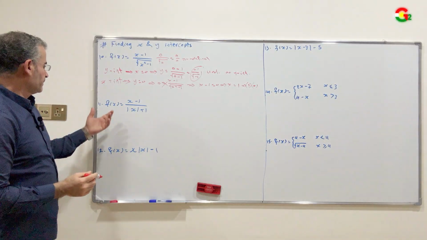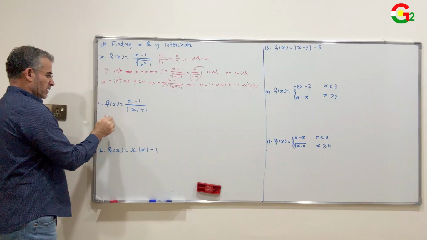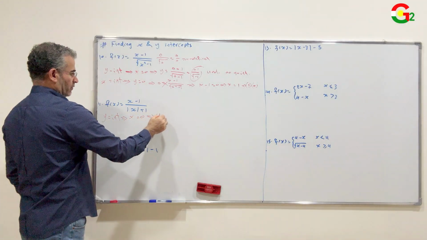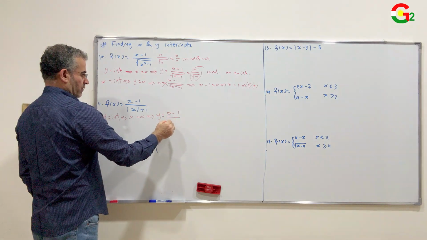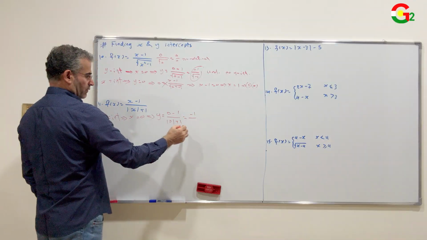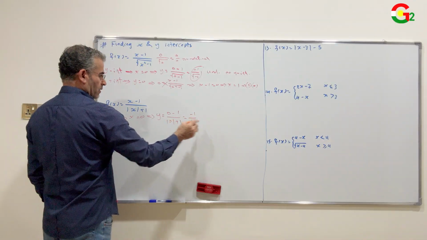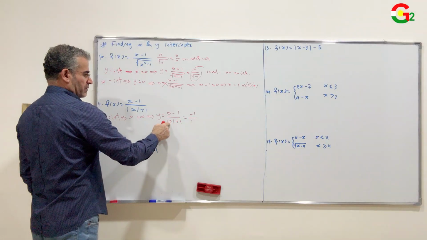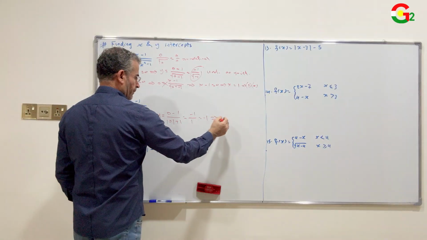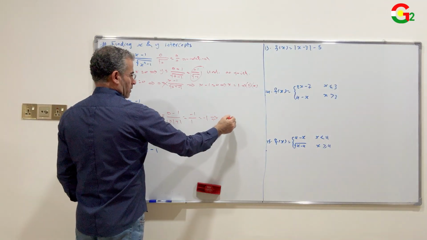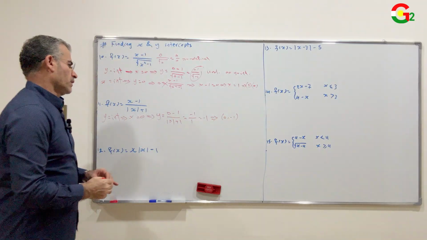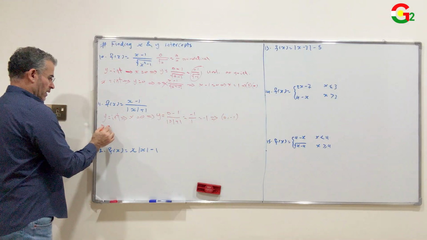Question number 11. To find y-intercept, we set x equals 0 and solve to find y. 0 minus 1 over the absolute value of 0 plus 1 equals negative 1 over (absolute value of 0, which is 0, plus 1), which is 1, equals negative 1. Then the y-intercept point is (0, negative 1).